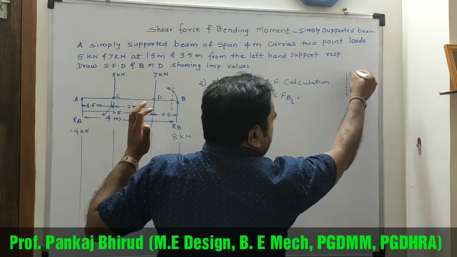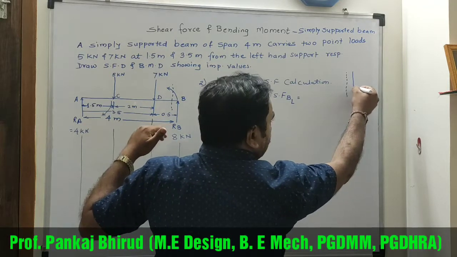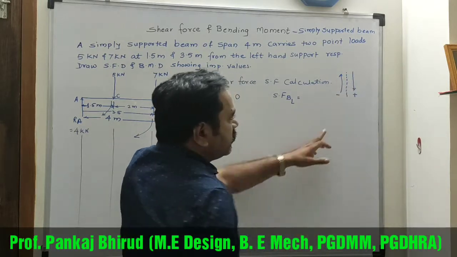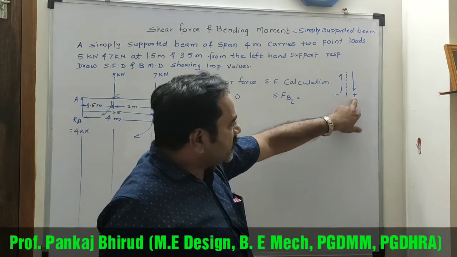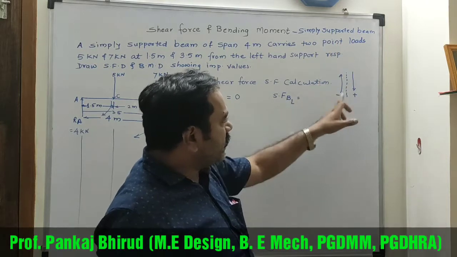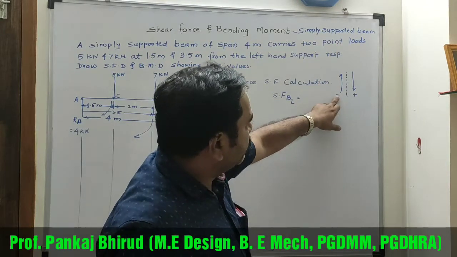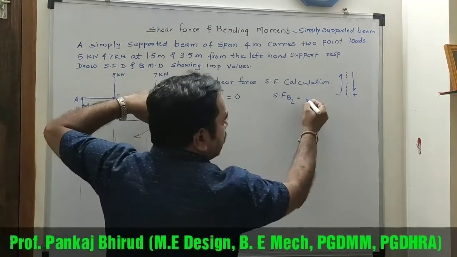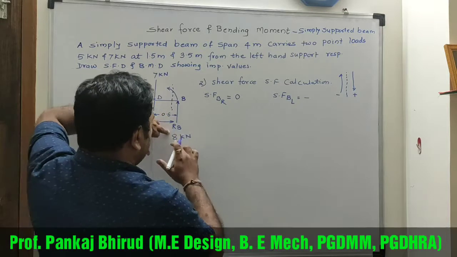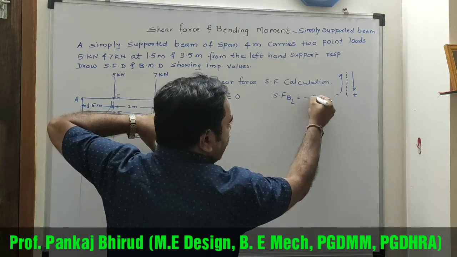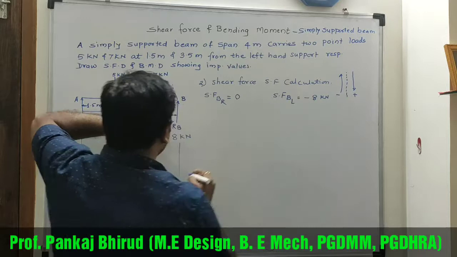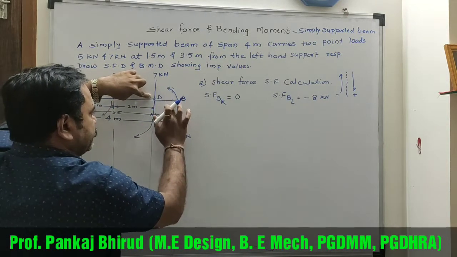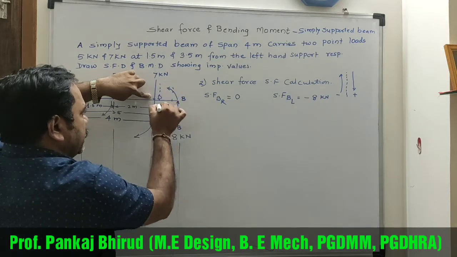On section right side, if it is downward then positive, upward is negative. So section right side downward is positive, section left side upward is negative. Okay, so here this upward force, that is minus RB is 8, so minus 8 kilonewton. Similarly, we will take section just right side of D.